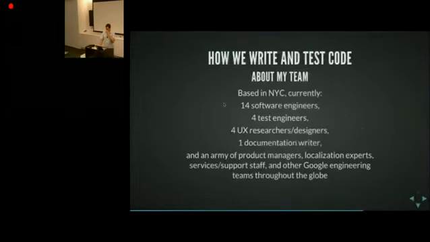Okay, so just very quickly, a little bit about how my team gets stuff done. We have 14 software engineers. A few of them are trickled through here as spies. We have 4 test engineers, so a mixture of software engineers in test and actual test engineers. We have 4 UX folks, 2 researchers, 2 designers, a documentation writer, and of course there's a whole bunch of people that we rely on as well: product managers, localization project managers, service support, and lots of great folks, including the Angular team, who we are in constant contact with and who help us a lot.